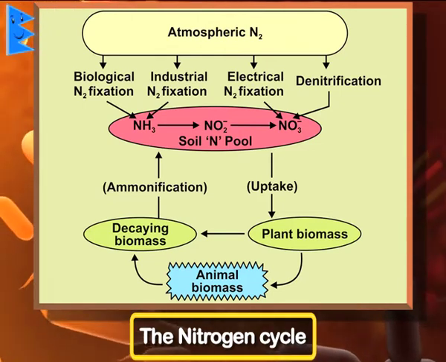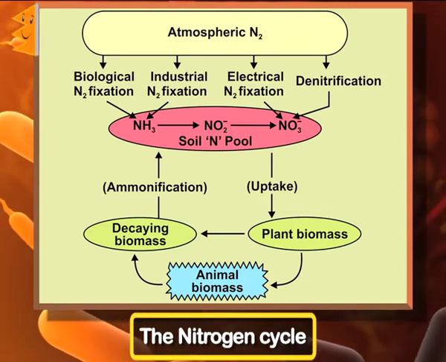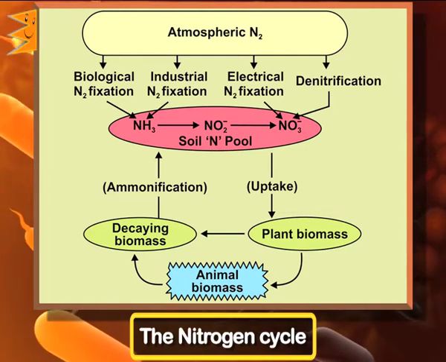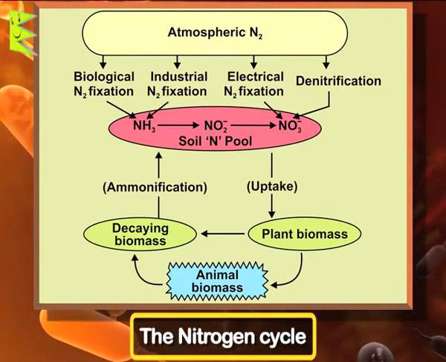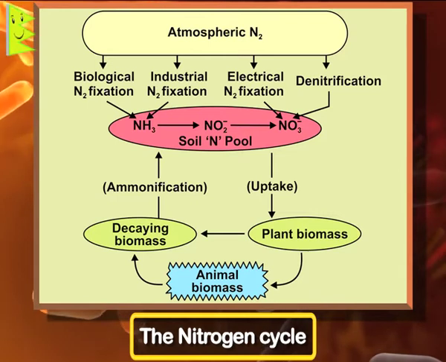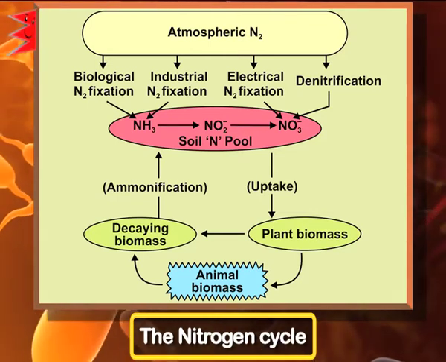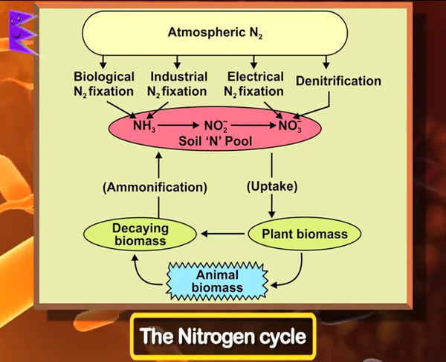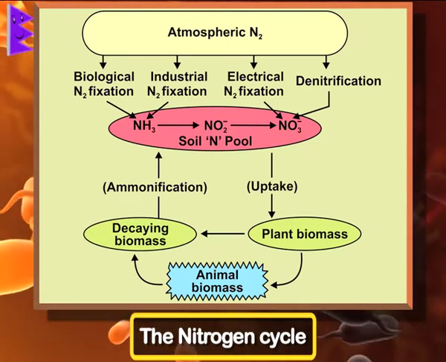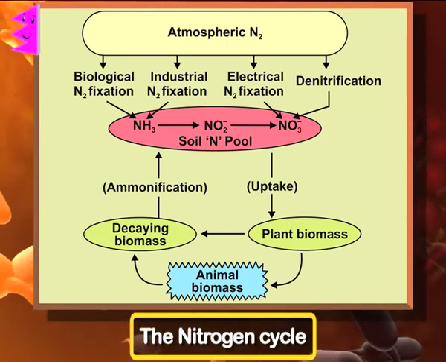Here you can see ammonia first gets converted into nitrite and then into nitrate. This nitrate is taken up by plants, and these plants and animal biomass both decay, and again ammonification takes place and ammonia is formed.